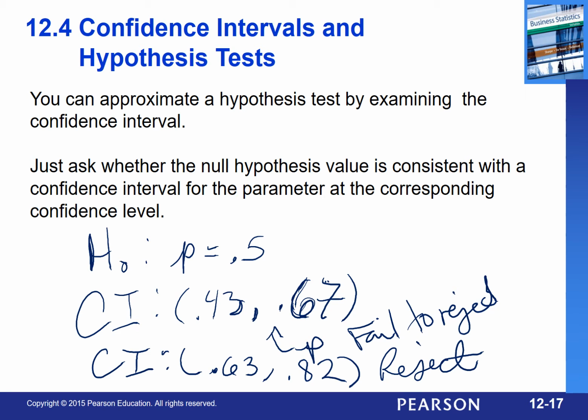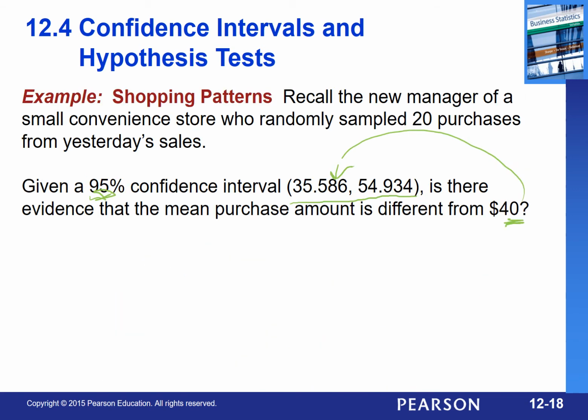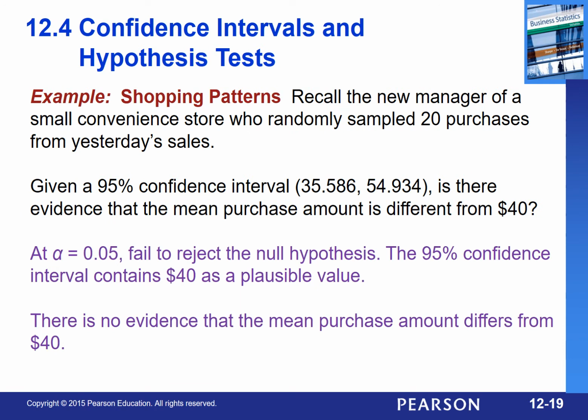Let's do an example of this rather than me just making up numbers. Suppose you look at shopping patterns from a small convenience store that randomly sampled 20 purchases from yesterday's sales. This is an example we used previously. The 95% confidence interval was $35.586 to $54.34. Is there evidence that the mean purchase amount is different from $40? Well, $40 is in there, so I'm going to go with no. There isn't evidence that it's different. In fact, it very well could be that the mean is $40. And that's exactly what the answer says.